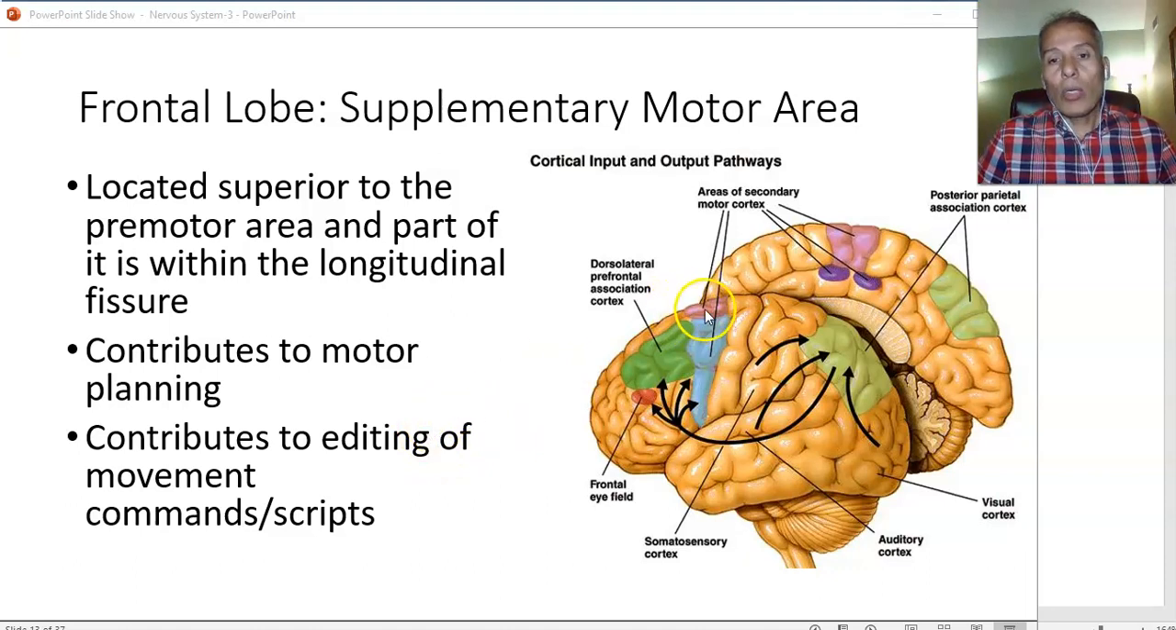And also it edits the command. For example, it says, oh, you don't have the motor skills to do that. You do not have the muscular force to actually do this. You might not be able to sequence it in this way or that way. So it contributes to editing of the motor script, and also contributes to editing of the verbal script as well, thinking out what you want to say.